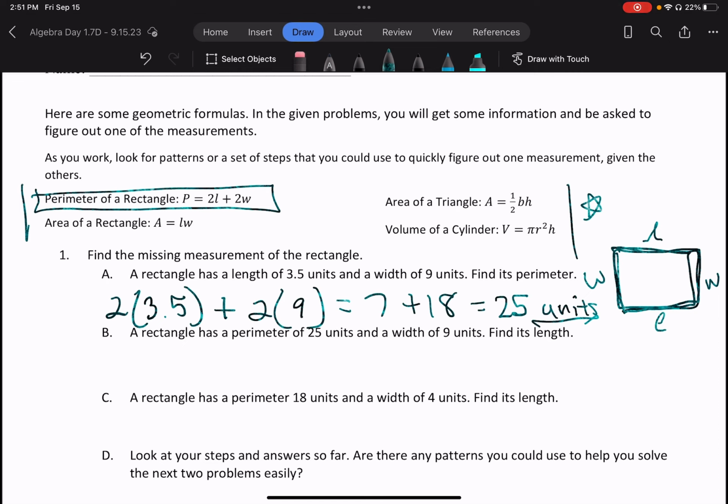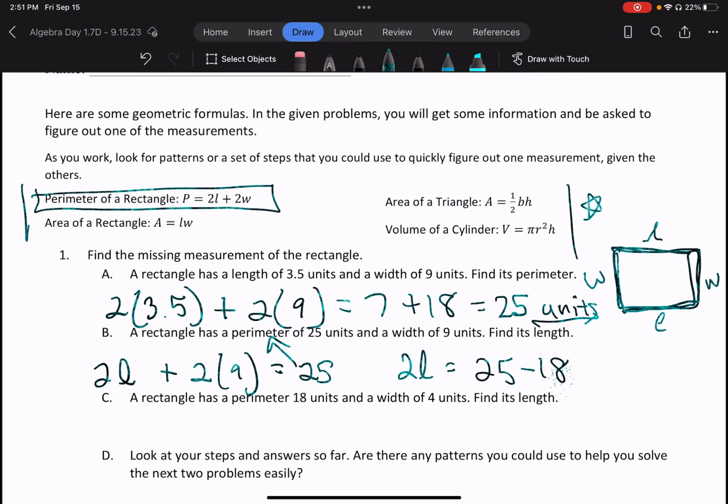All right, so then if we have a rectangle with a perimeter of 25 units and a width of 9 units, find its length. Well, we have this information above, and we know that 2 times L plus 2 times 9 would equal 25, and therefore 2L would equal 25 minus 18, or 2L is equal to 7, so L equals 3.5.